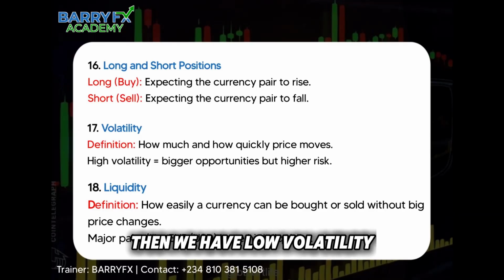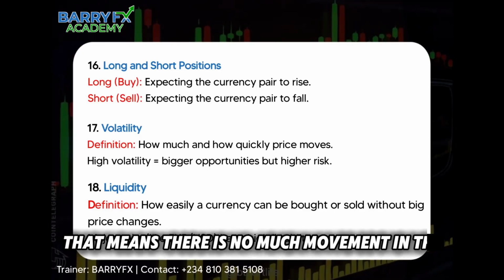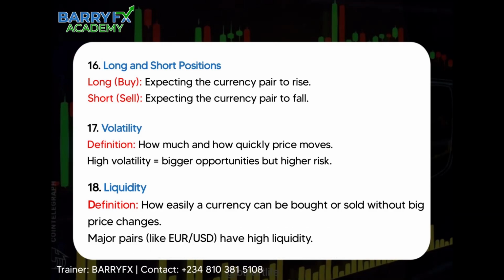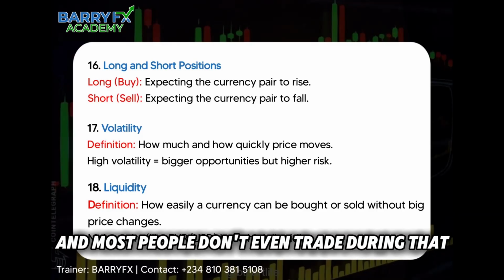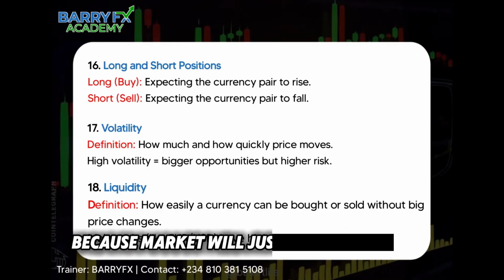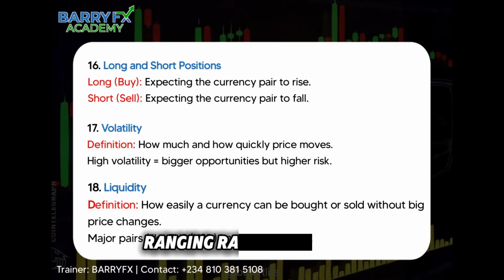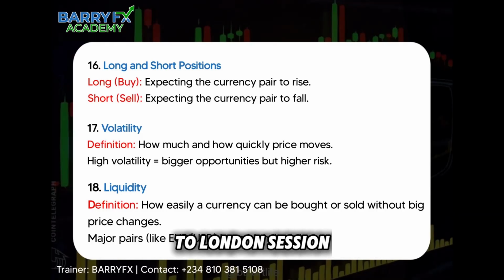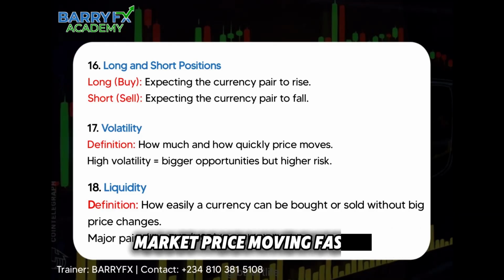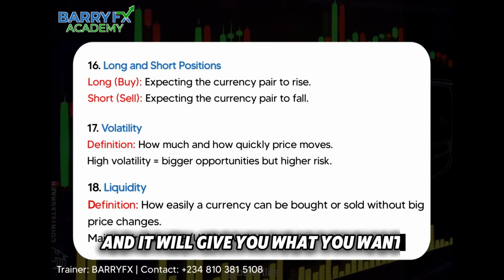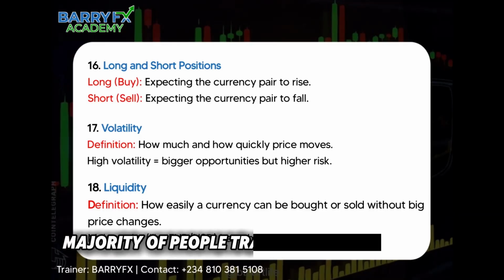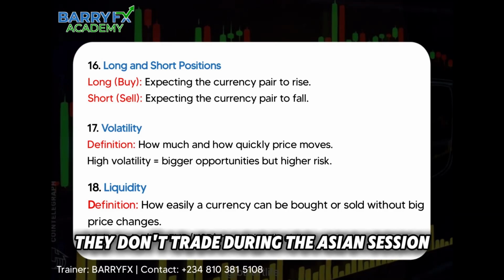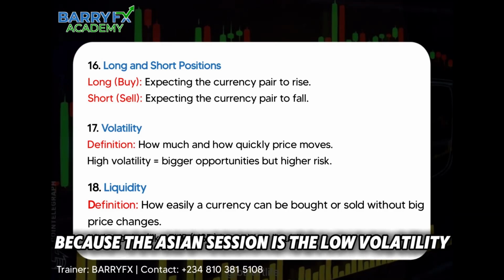Then we have low volatility. That means there is not much movement in the market, which is during the Asian session, and most people don't even trade during Asian because of the low volatility. The market will just be consolidating, ranging. It only moves when it gets to the London and New York sessions, where you see price moving faster. I think the majority of people trade during London and New York, not Asian, because Asian is low volatility.